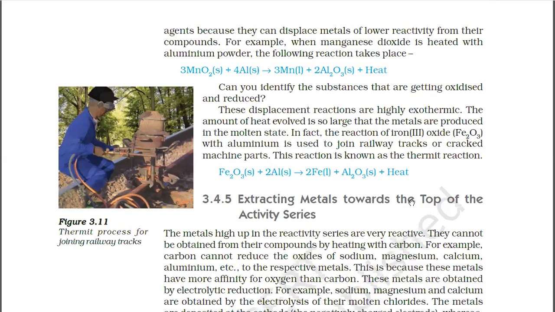These displacement reactions are highly exothermic. The amount of heat evolved is so large that the metals are produced in the molten state. In fact, the reaction of ferric oxide with aluminium is used to join railway tracks or cracked machine parts. This reaction is also known as the thermite reaction. Fe2O3 + 2Al gives 2Fe + Al2O3 + heat.